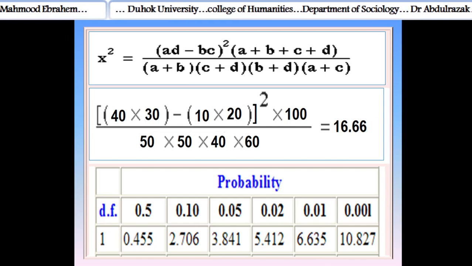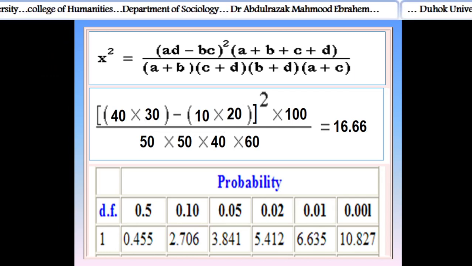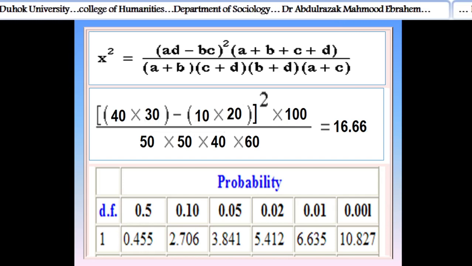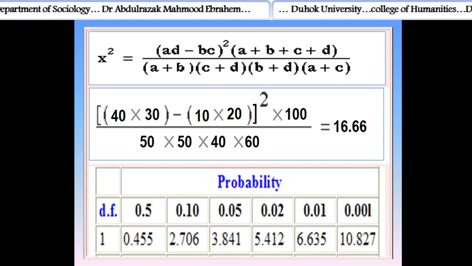In the chi-square table, under the 0.05 probability and degree of freedom 1, we have 3.8. So now we have the tabulated value 3.8 and the calculated chi-square value 60.6. So the calculated value is higher than the tabulated value. The calculated value is more than the value in the chi-square table.